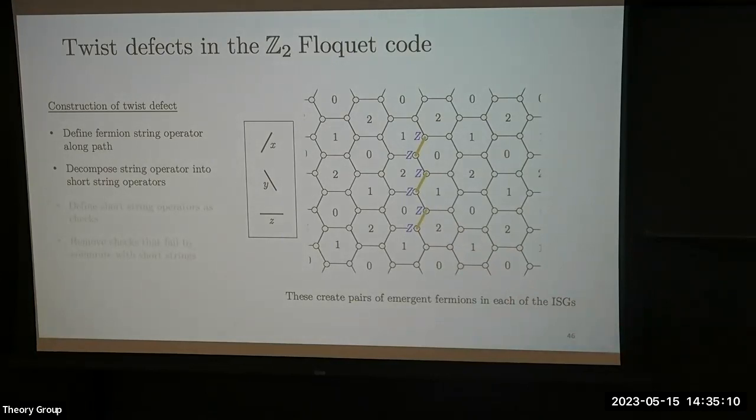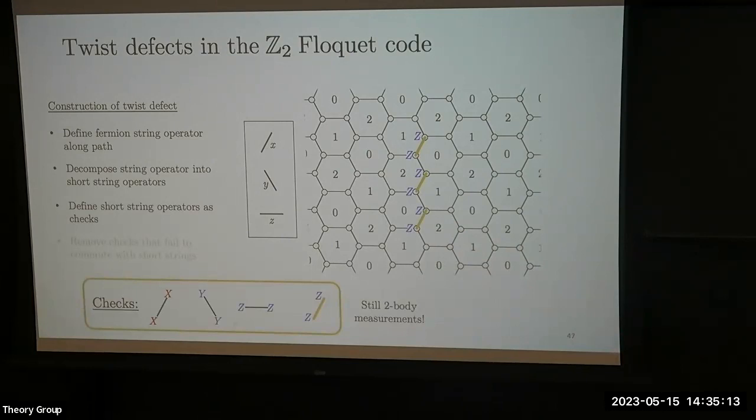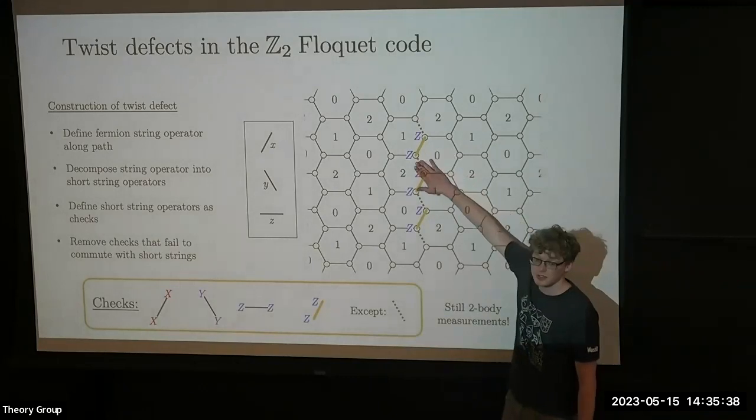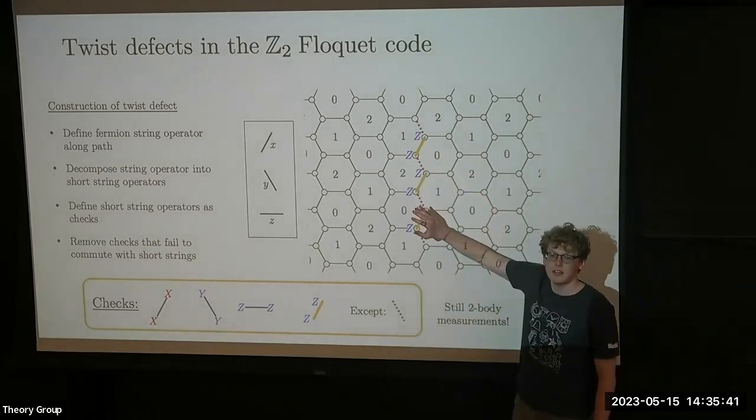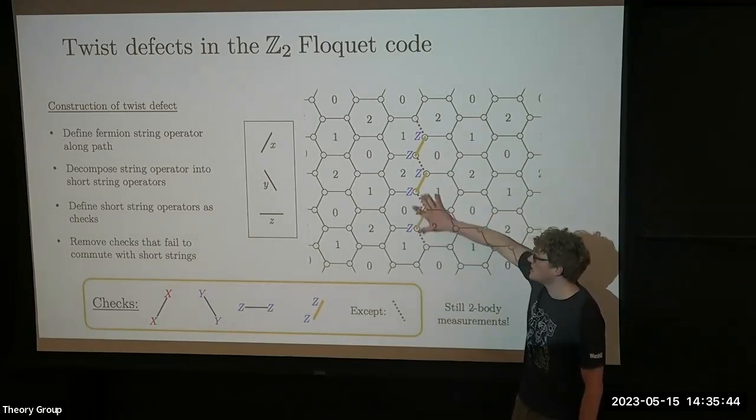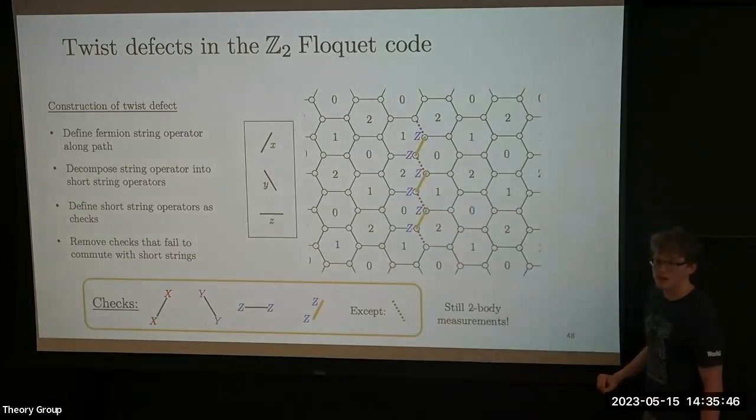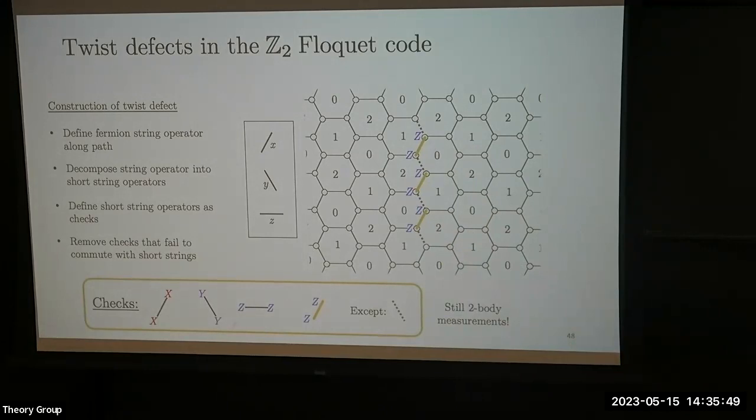The next step is to add those short string operators to the set of checks. Now we'll start measuring those short string operators. So at least at this point, at some instance of time, those will indeed be stabilizers. Right after we measure them, those will be instantaneous stabilizers. But we want them to be stabilizers after each step. So what we do is we throw away some of the checks. There are some check operators that fail to commute with those short string operators, so we just don't measure those. Now by construction, these belong to each of the instantaneous stabilizer groups. And we've done what we wanted. We've condensed fermions along that path.